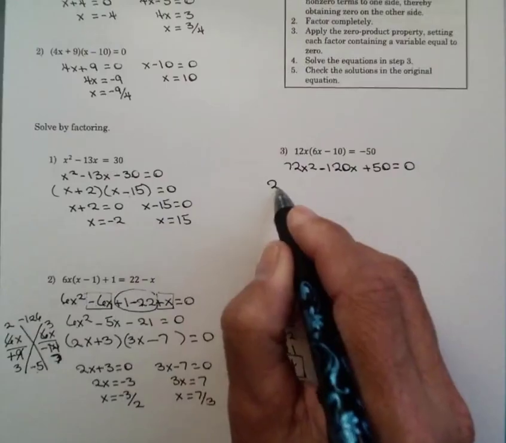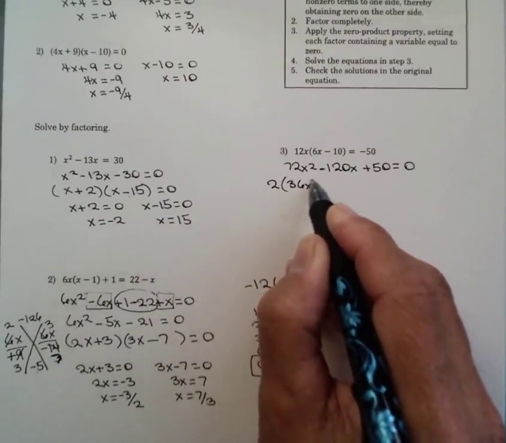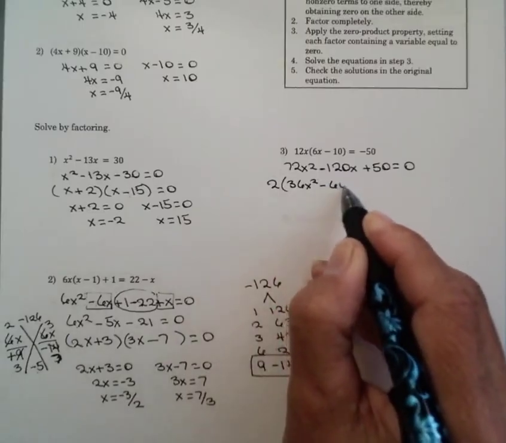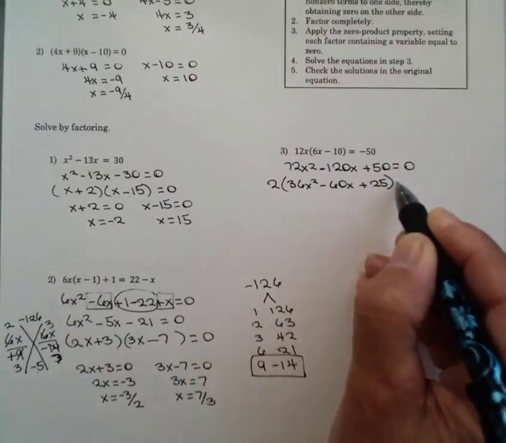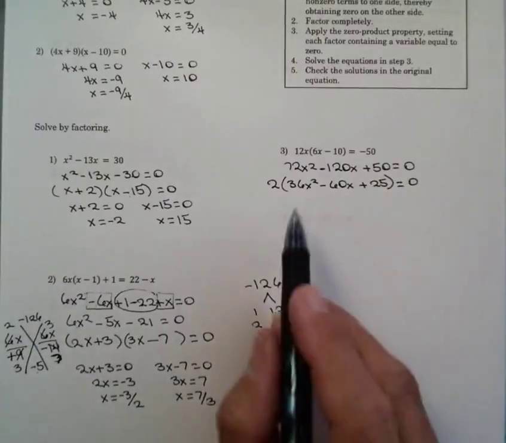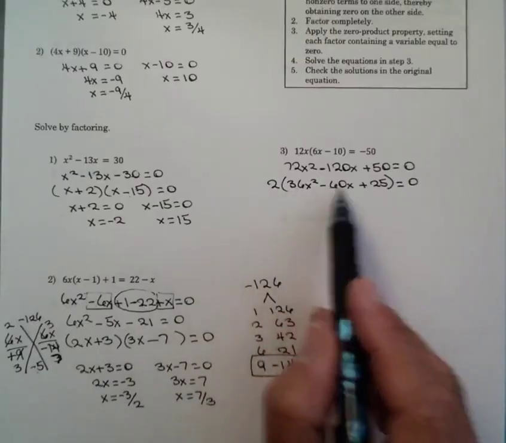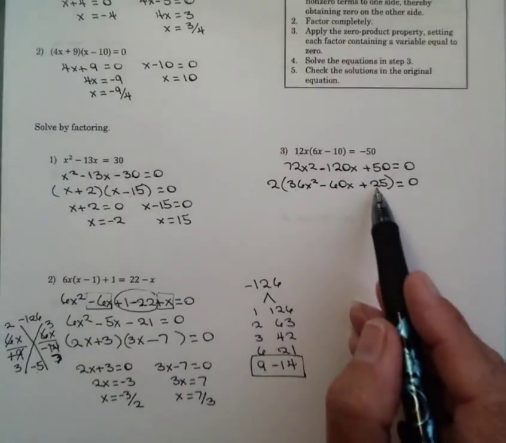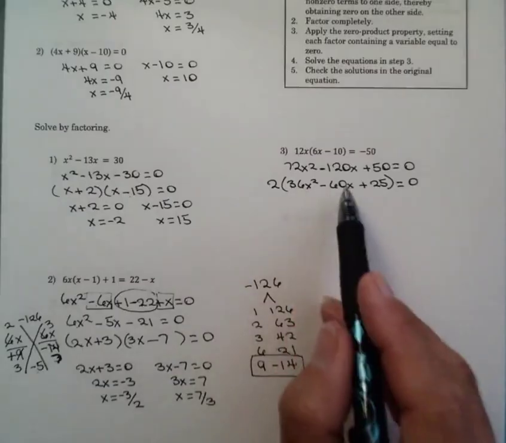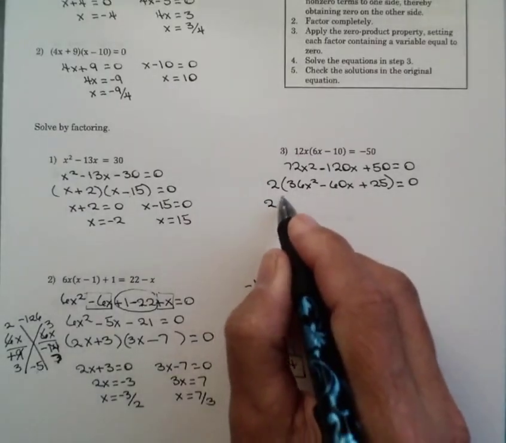Let me try it. If I factor out a 2, I have 36x squared minus 60x and plus 25. And I look at the result and I say, okay, can I get anything else out of those? The only factors of 25 are 5 and 5 and 1 and 25, and those are not factors of the other 2. So I'm done, and I can now factor that trinomial.